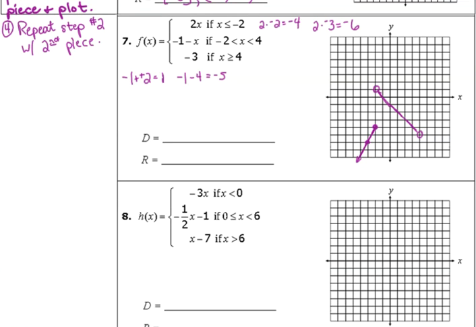All right, last piece. If x is greater than or equal to 4, the y value is -3, always. So start at 4, -3. It is equal to here, so we put a point, and then we're always equal to -3 to the right.